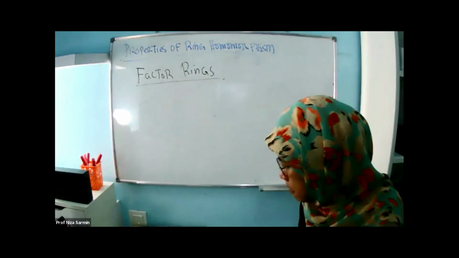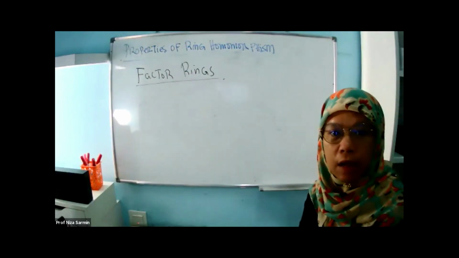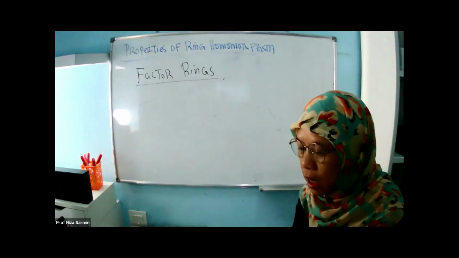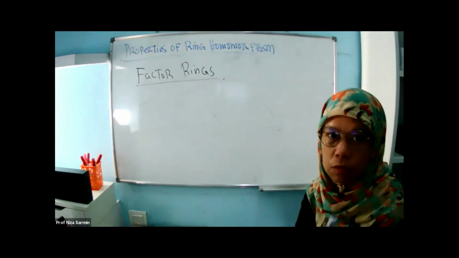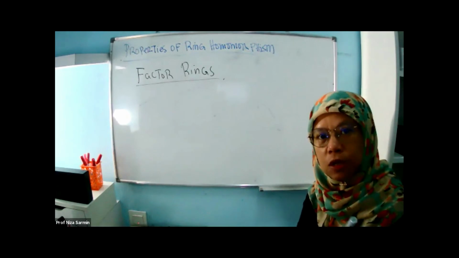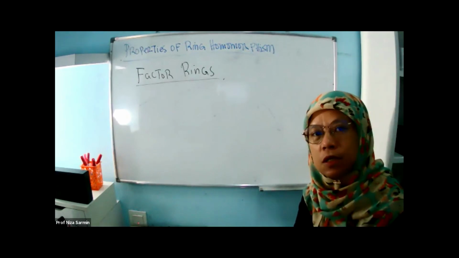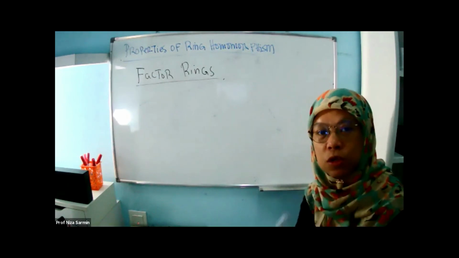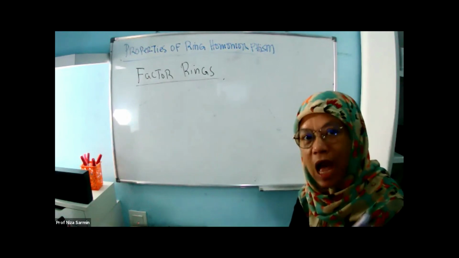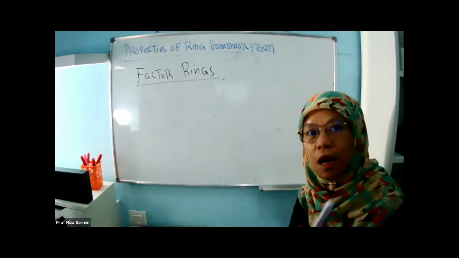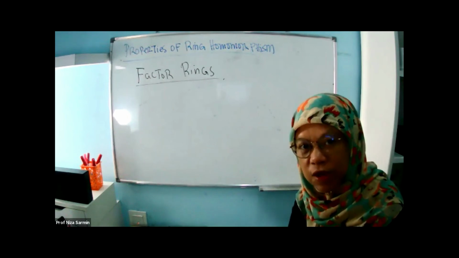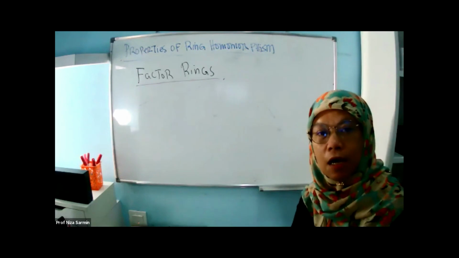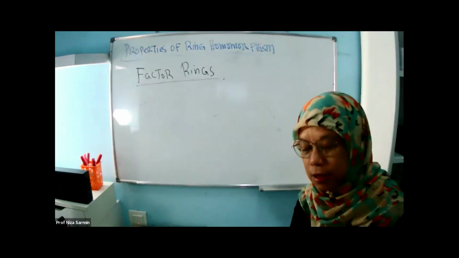Okay, so we need to have an ideal. We need to have a ring, and we need to have an ideal. If you remember groups and quotient groups, G is a group, N is a normal subgroup, G mod N is a factor group, then you do the same thing for ring. R is a ring, I is an ideal, R mod I is a factor ring. So it's very, very similar, only that R has two operations.